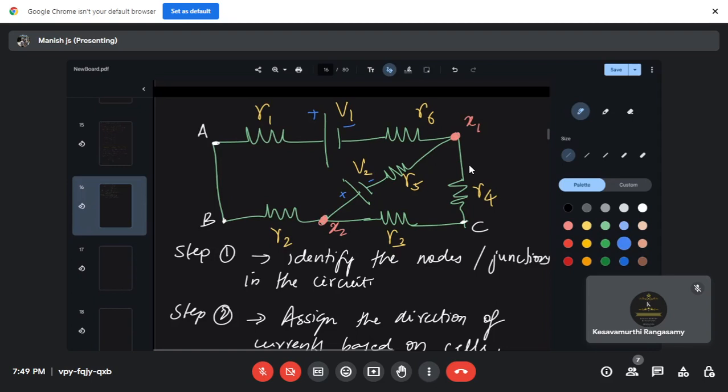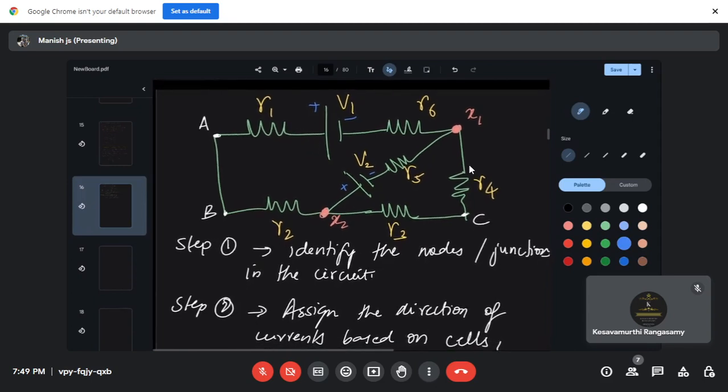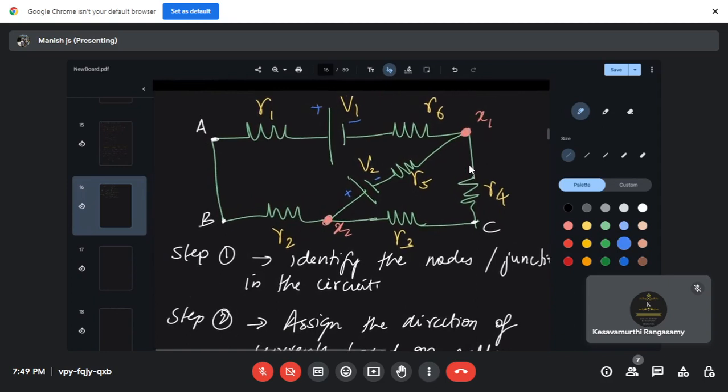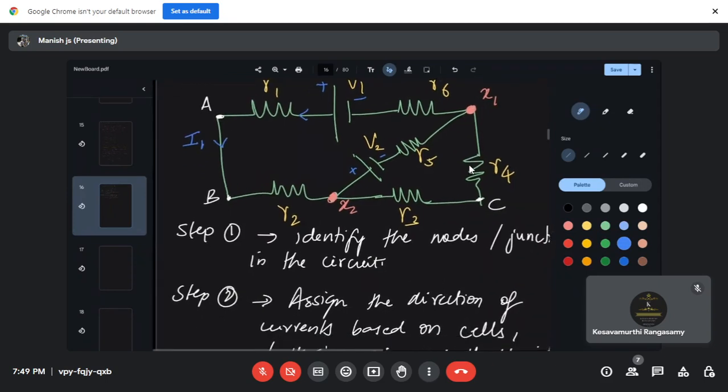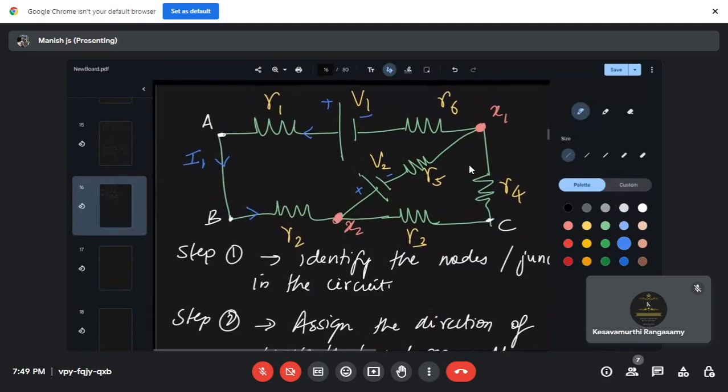So now I'm going to assign the direction of current. Let's say the current coming from V1 is I1. So how does I1 flow? I1 will flow like this, towards the left of the positive. It will flow through resistor R1. It will flow through resistor R2. But will it flow through resistor R3 directly? Will I1 pass through R3?